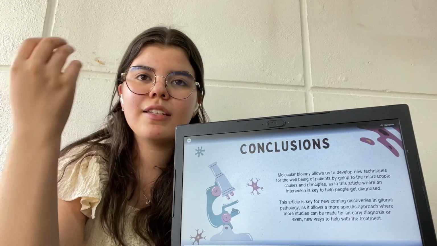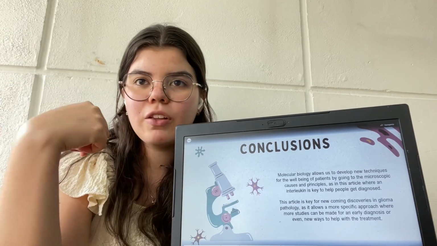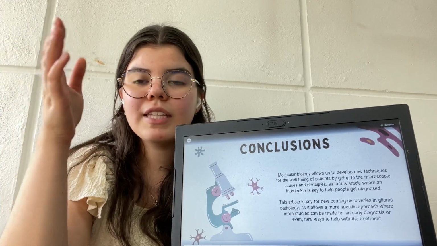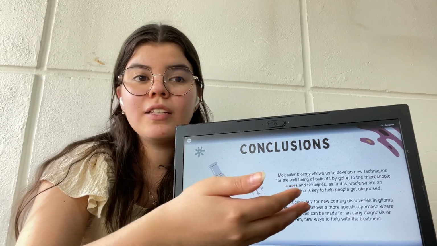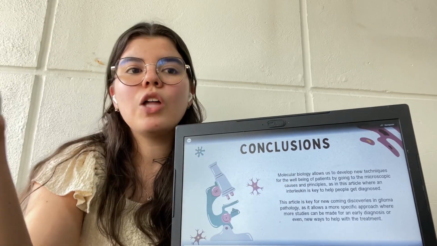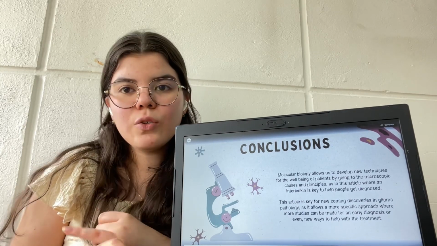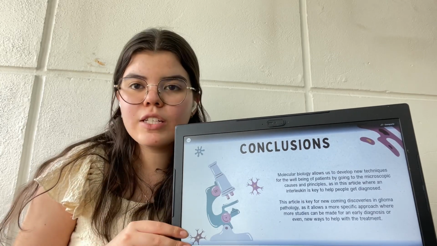So the second conclusion is that this article is key for new common discoveries in glioma pathology, as it allows a more specific approach where more studies can be made. As I was saying, having this new knowledge about interleukin 4 induced 1 can allow new scientists to work with this information to use it as a target for diagnosis or for human treatment. So we are focusing on this interleukin.